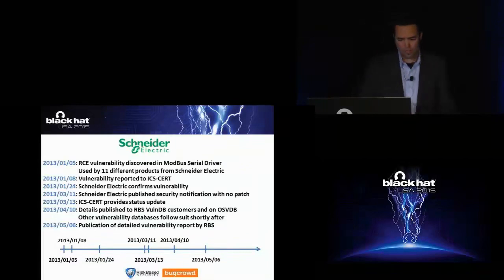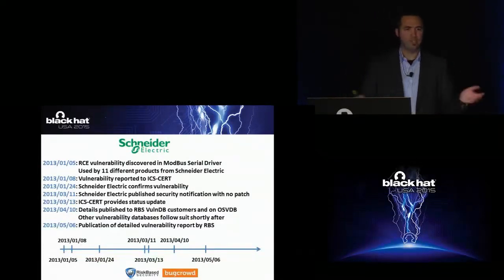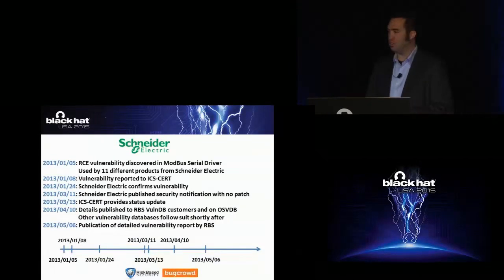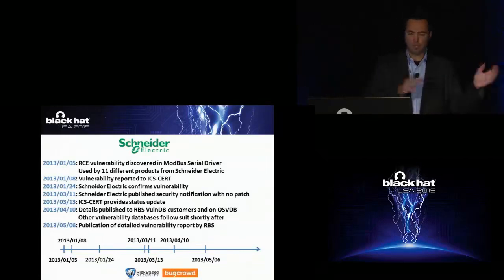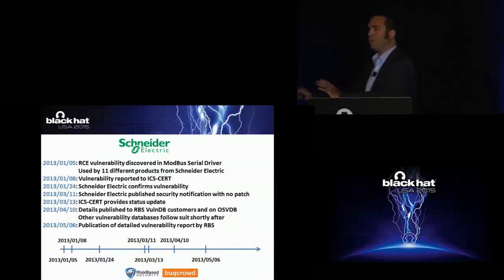So a little bit later, not too long, 20 days or so, Schneider confirms the vulnerability, and then a month or so after that, they published a security notification with no patch. They just sent something out to their customers saying, hey, there's a vulnerability, but there's nothing you can do about it, right? ICS-CERT and Carsten were going back and forth, but didn't really do anything else. Nothing else was published from ICS-CERT. At that point in April, again, from when the vulnerability was found earlier in the year, details were then published in VulnDB and some other vulnerability databases were picking it up. All right, great. We can calculate all sorts of metrics in there, the VTEM stuff, all the dates are there that we need to do that.